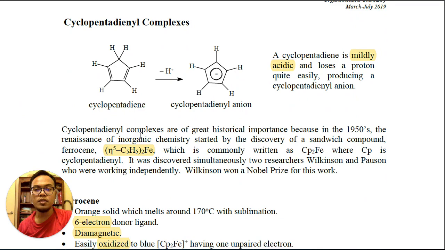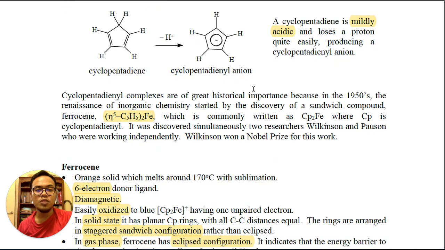Now moving on to the second part, cyclopentadienyl complexes. We know this can be denoted as Cp. Cyclopentadienyl can easily lose a proton, so it becomes a cyclopentadienyl anion with a negative charge. This cyclopentadienyl anion can form a complex. The most famous one we call ferrocene.